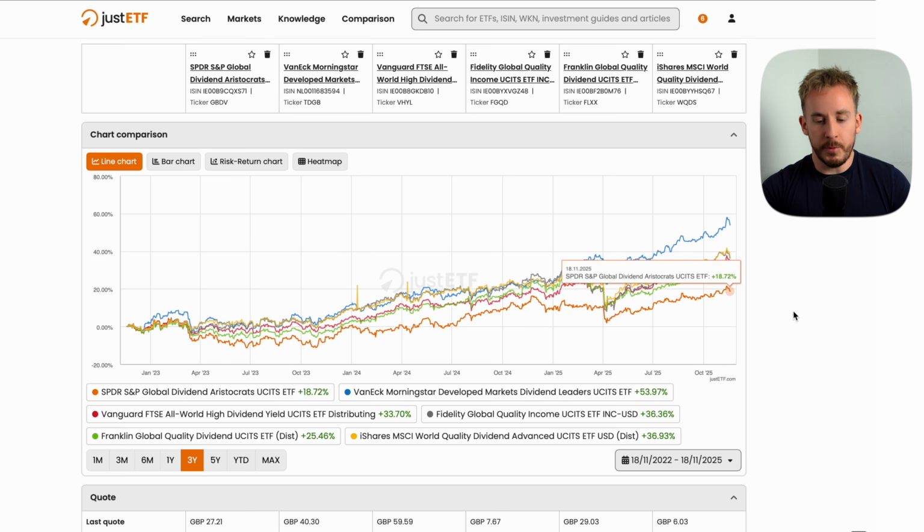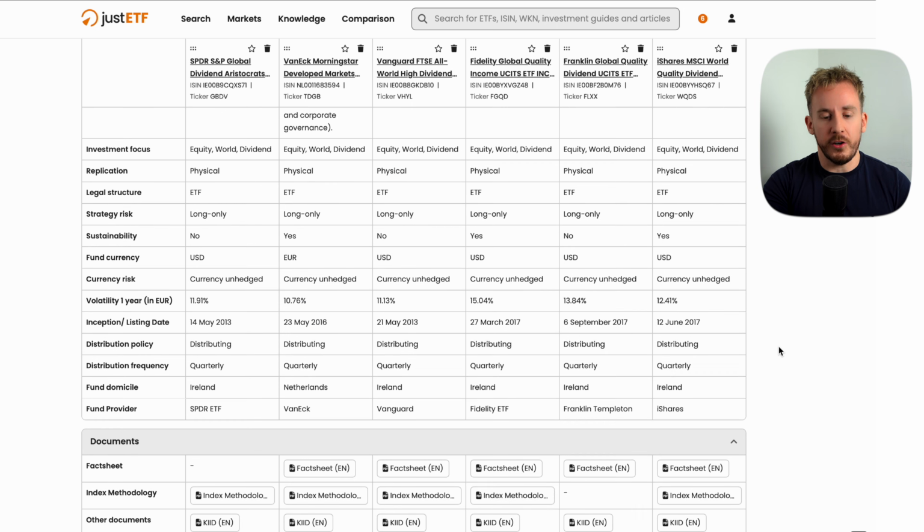So for example, this bottom one here, this is the SPDR S&P Global Dividend Aristocrats ETF. You could look at its low performance compared to the others. For example, it's done 18.72% over the last 3 years, compared to the VanEck ETF, which has done 53.97%. You could look at this 2 different ways. Are these slightly undervalued, which means they might have more runway in the future? Or is there a reason they're not being priced in right now? And that lackluster performance could be that people are pricing in that those companies might not have the biggest growth prospects.